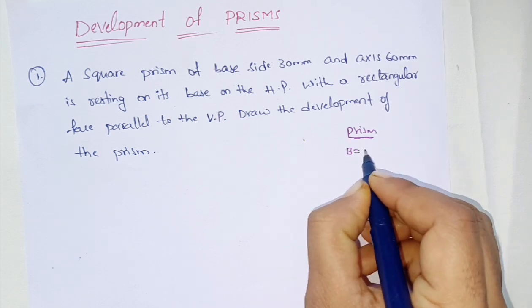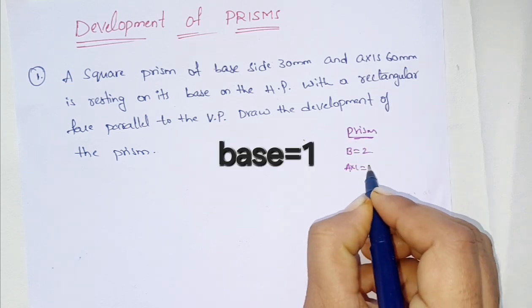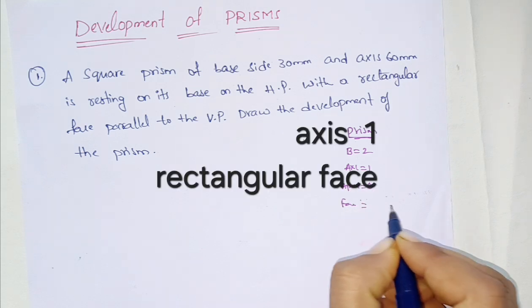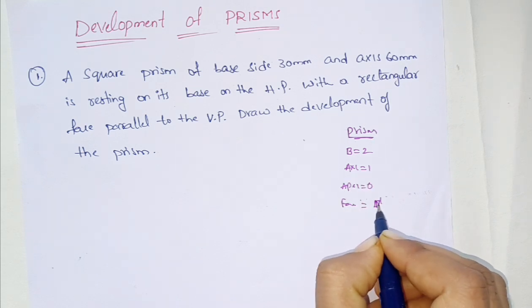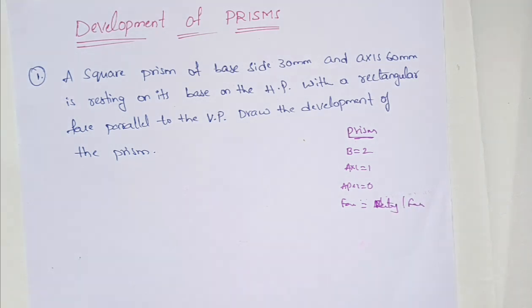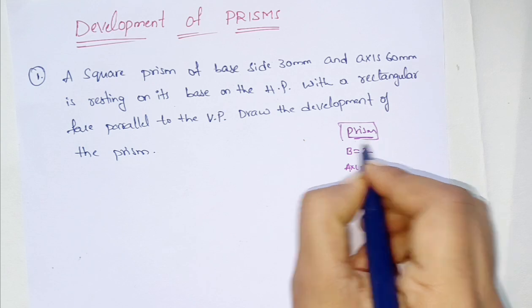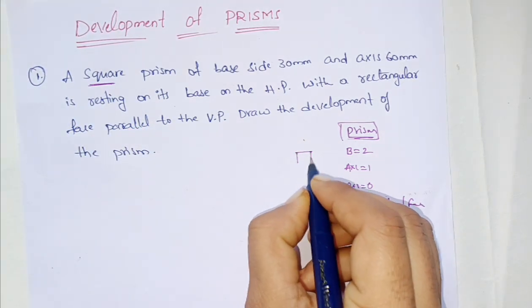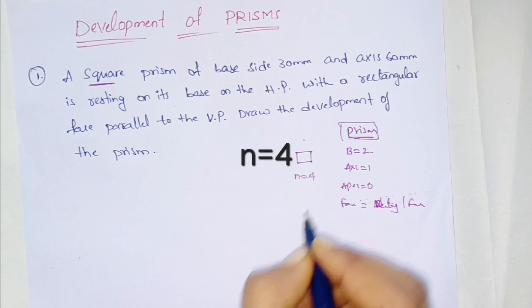Prism bases are 2, axis 1, and apex should be 0, and the faces are rectangular faces. These are the rules and regulations of the prism. And here it mentions a square. Square means we have to draw 4 sides. N is equal to 4 sides.